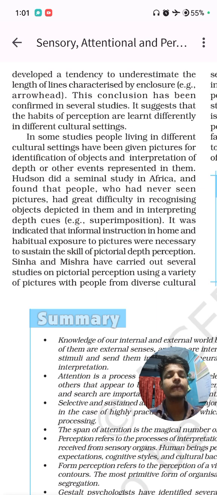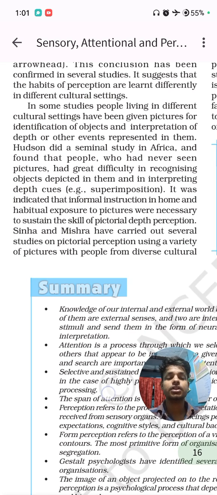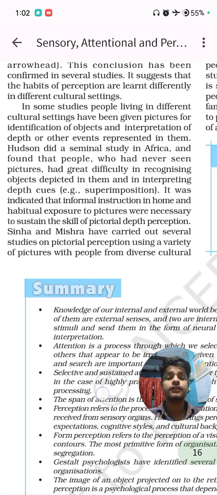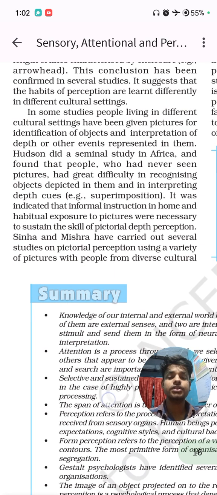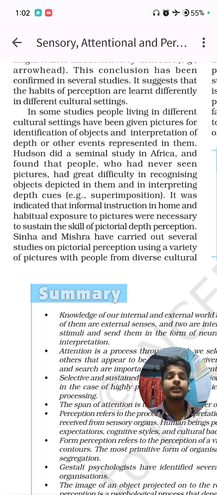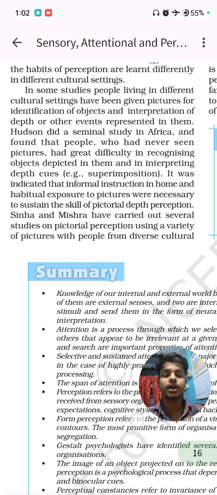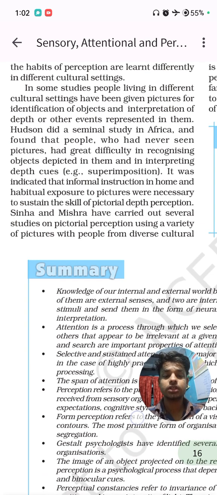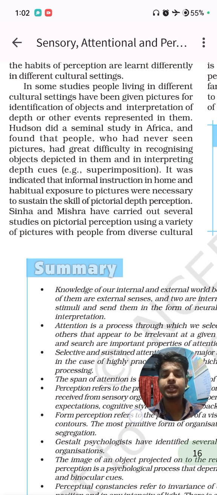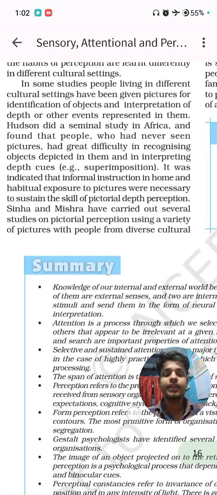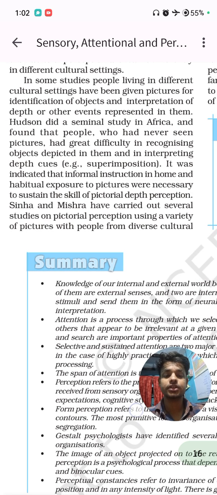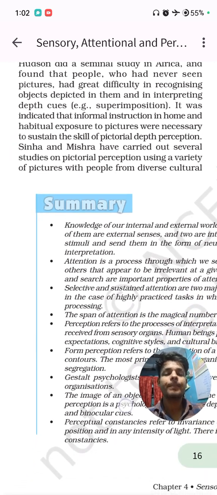In some studies, people living in cultural settings have been given pictures for identification of objects and interpretation of the depth represented in them. Similar studies in Africa found that people who had never seen pictures had great difficulty in recognizing objects depicted in them and in interpreting depth cues, for example superimposition. It indicated that instruction at home and habitual exposure to pictures were necessary to sustain the skill of picture depth perception.